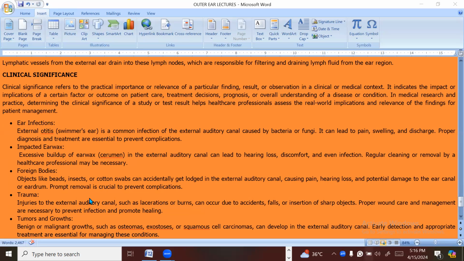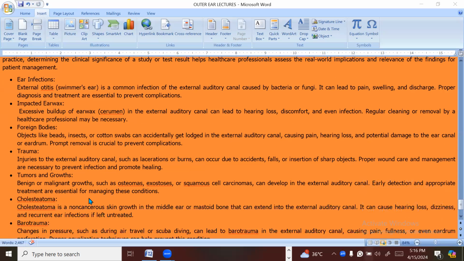Then objects can lodge there, which can cause pain, hearing loss, and even damage the eardrum. Then traumas. Traumas can also affect it, such as laceration, burns that can occur due to accident or fall, or even insertion of sharp objects. Tumors and growths can also occur in that area. Then cholesteatoma, which is a non-cancerous skin growth in the middle ear or in the mastoid bone that can extend to the external auditory canal, can cause hearing loss, dizziness, and recurrent ear infection if left untreated.